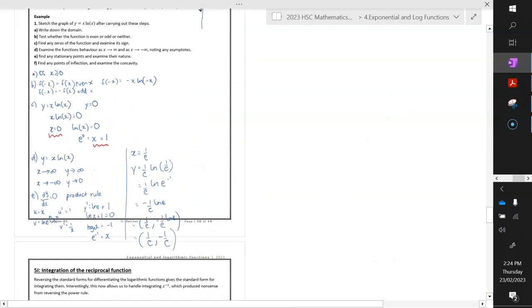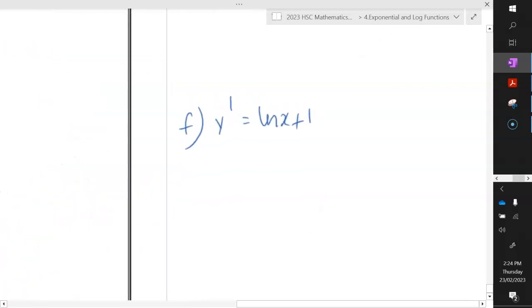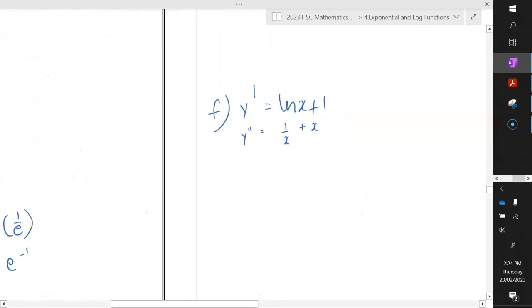And we need to determine their nature. We determine their nature by the second derivative. So let's see if we can find the second derivative. Our first derivative, y dash, is ln of x plus 1. I'll just zoom in there a little bit. So our y double dash is going to be the derivative of ln of x, which is 1 over x, plus x. And we want to find the nature of the stationary point 1 over e, minus 1 over e.